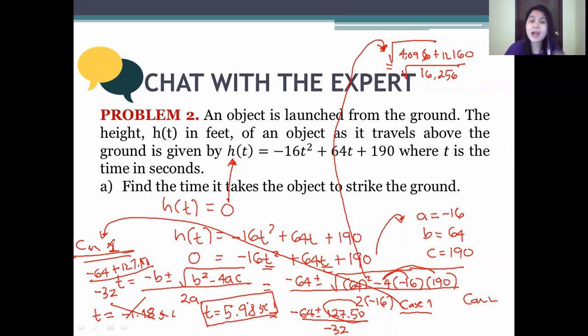So we say that after 5.98 seconds, the ball will hit the ground, or the object will hit the ground. Ma'am, what if after solving the value of my t is 0? What does t equals 0 mean? It means that the ball or the object is only launched from the ground at the start, and it will never reach the ground again. But here, like you have two numbers, then you can have two possible options.